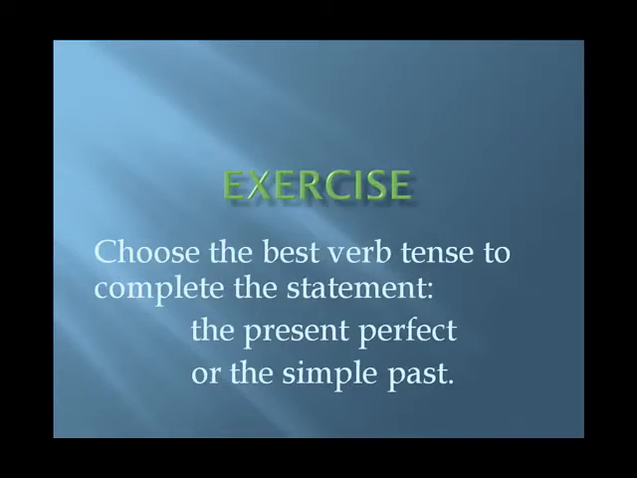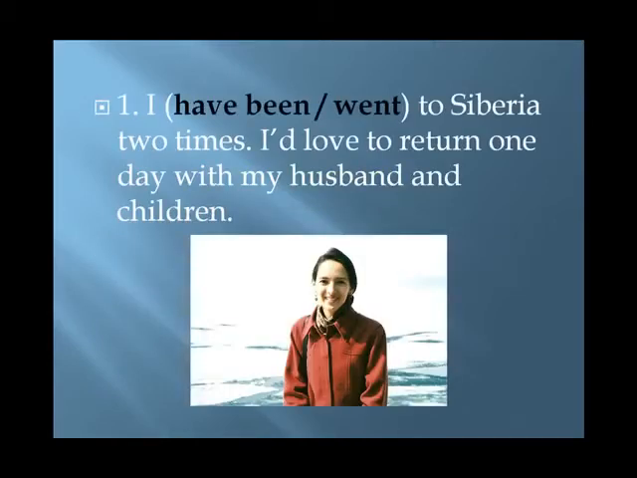Exercise. Choose the best verb tense to complete the statement, the present perfect or the simple past. Number 1. Read the statement to yourself and then I'll tell you the answer. Answer. I have been, or I've been to Siberia 2 times. I'd love to return one day with my husband and children. I said I've been because there's a suggestion of a future visit. I don't think the simple past is incorrect, but I think that the present perfect is the better choice here.